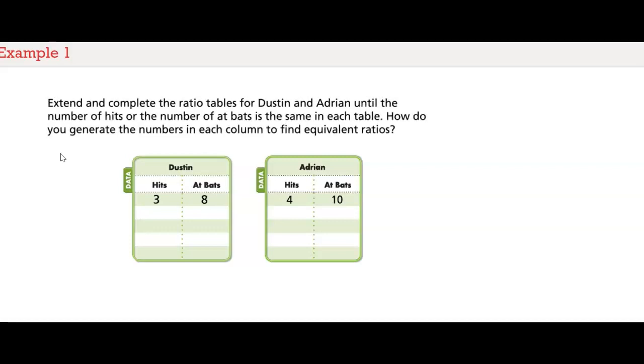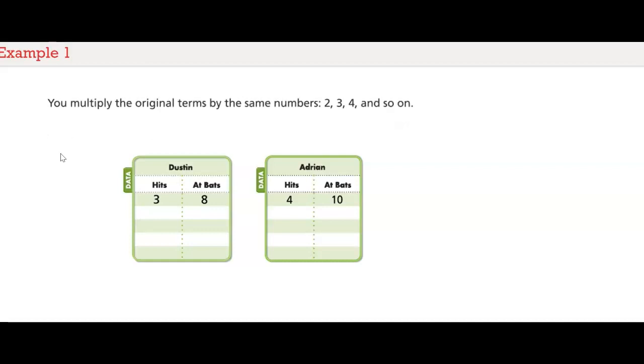Extend and complete the ratio tables for Dustin and Adrian until the number of hits or the number of at-bats is the same in each table. How do you generate the numbers in each column to find equivalent ratios? You multiply the original terms by the same numbers, 2, 3, 4, and so on.